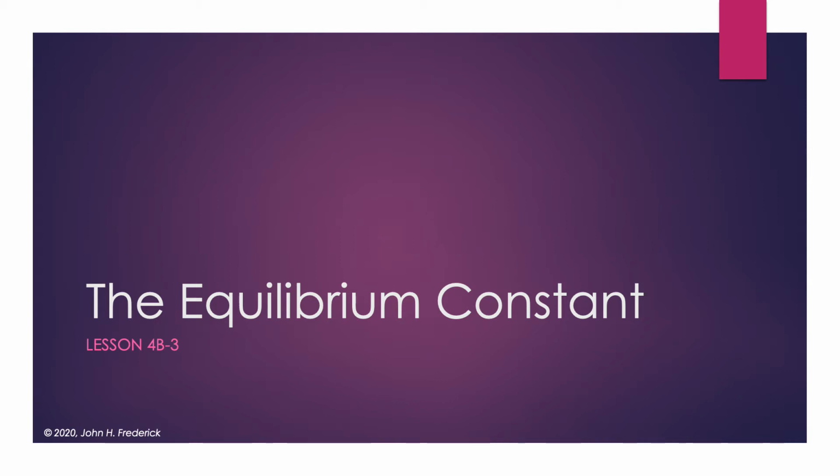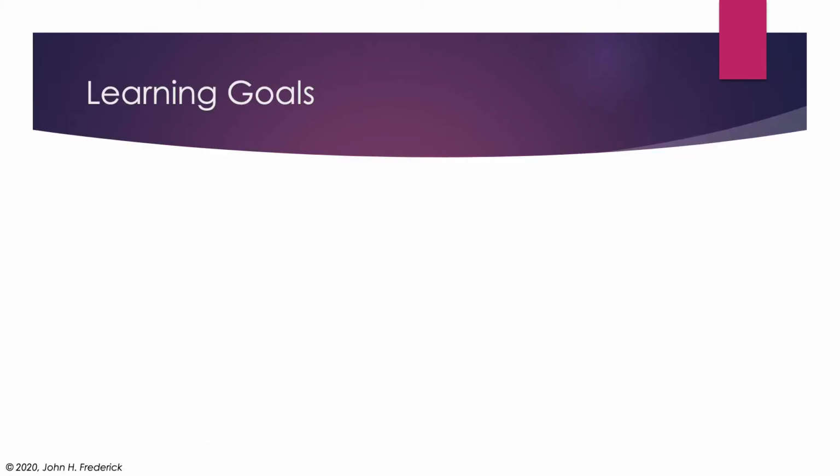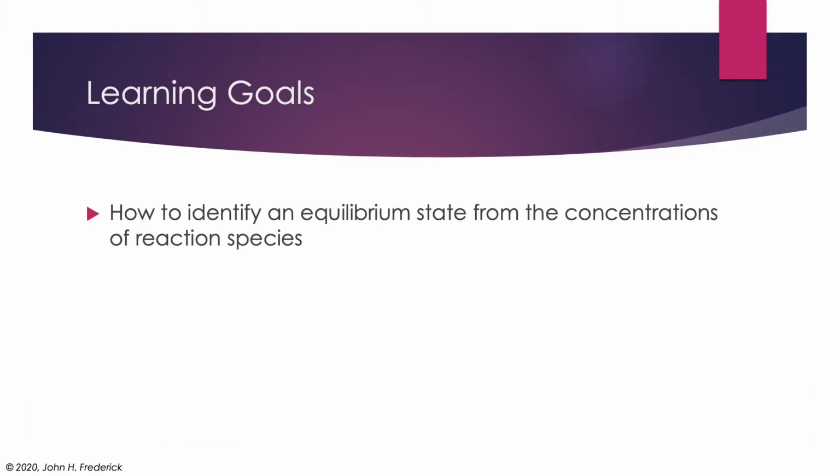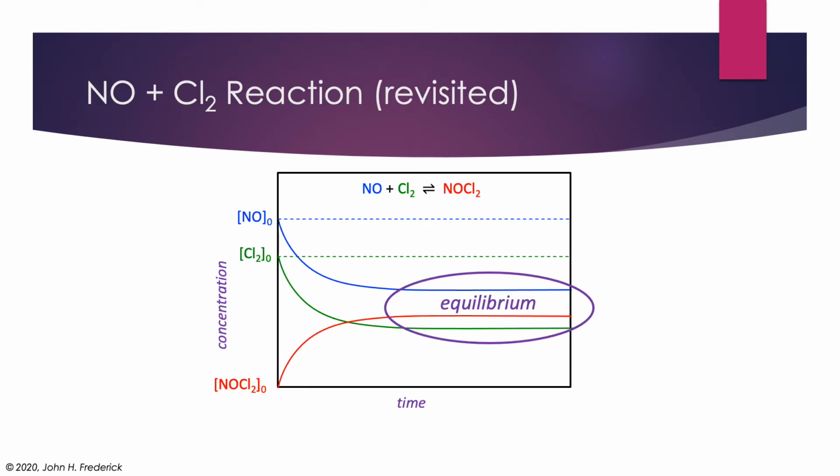We have seen that chemical reactions can enter a state that we have described as a chemical equilibrium. In this video, we want to discuss exactly how we quantify that state, how we recognize it by its concentrations of the reactants and products. So our learning goals in this case are going to be to identify the equilibrium state from the concentrations of all the reaction species.